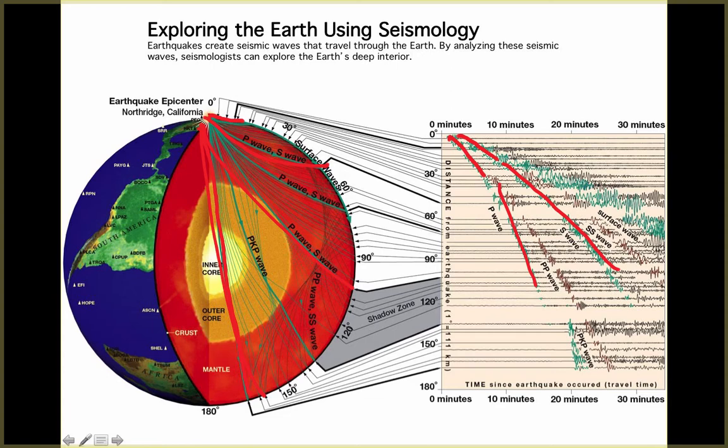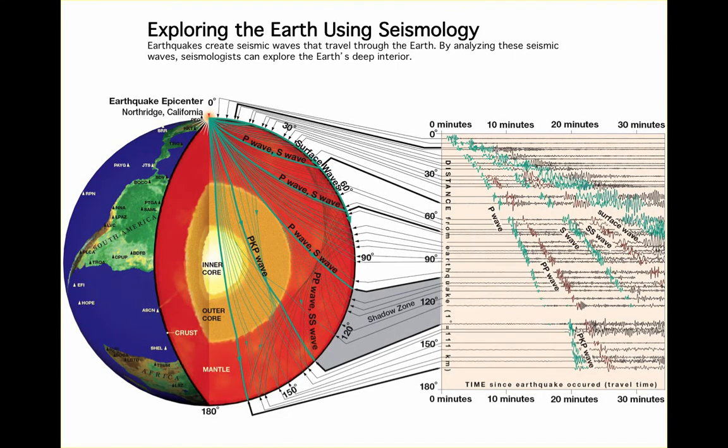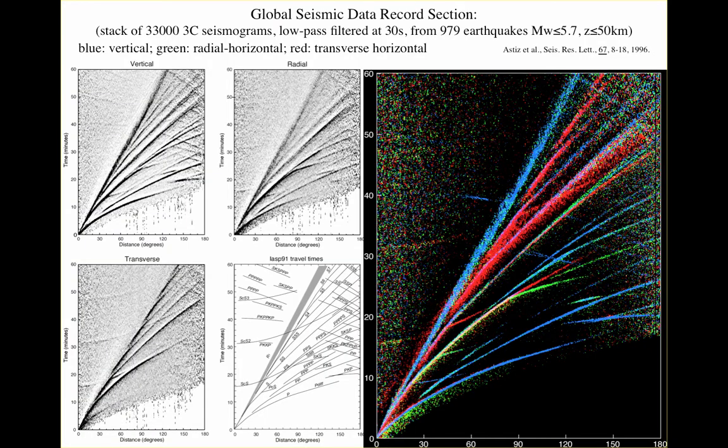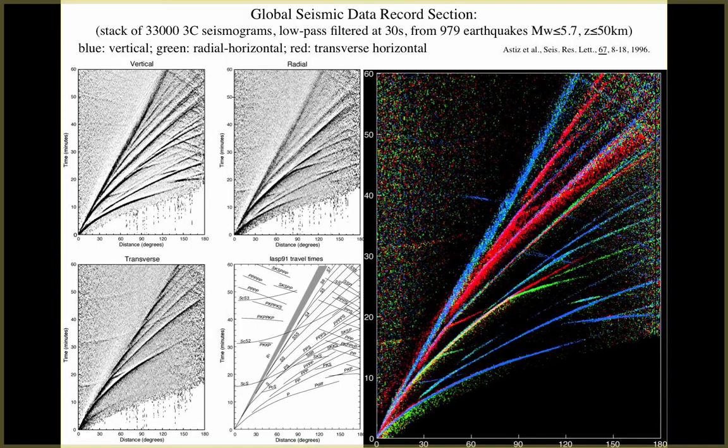To a good approximation, the Earth is spherically symmetric, and we can see this by stacking together the seismic energy from many different earthquakes. In this example, 33,000 separate seismograms have been stacked. We normally record earthquakes on sensors with 3 different components recording: a vertical, a north-south, and an east-west. 3 components of motion capturing the entire vector wavefield.